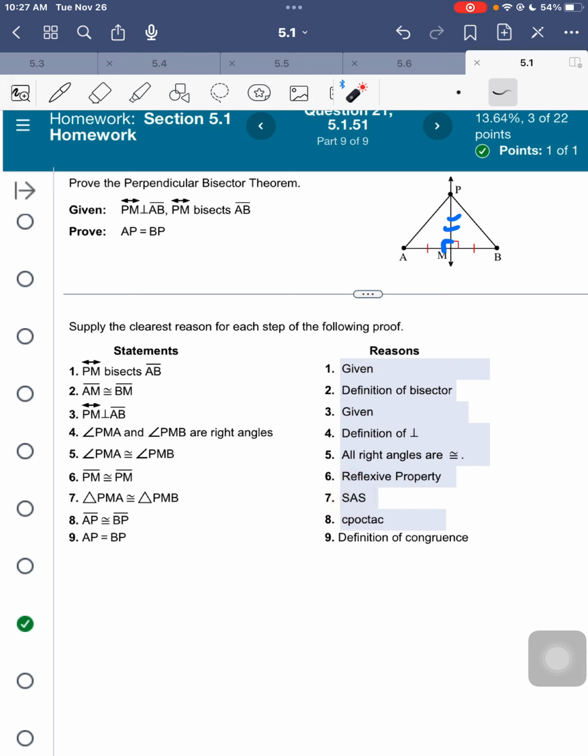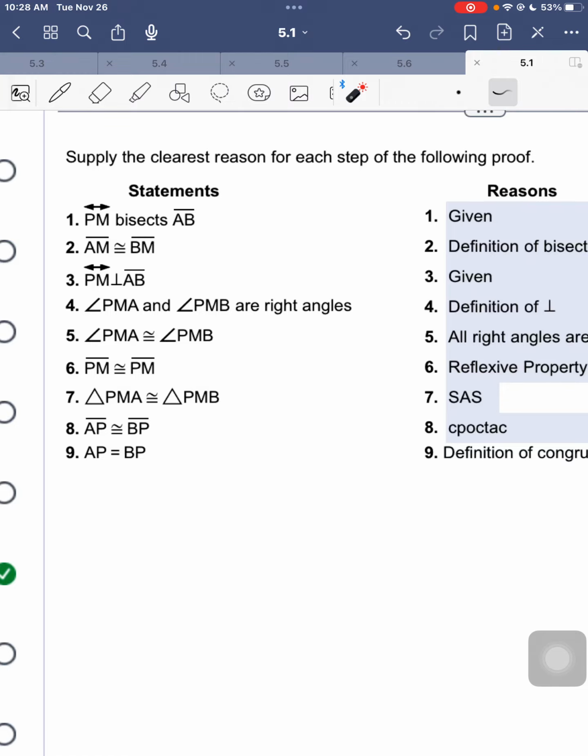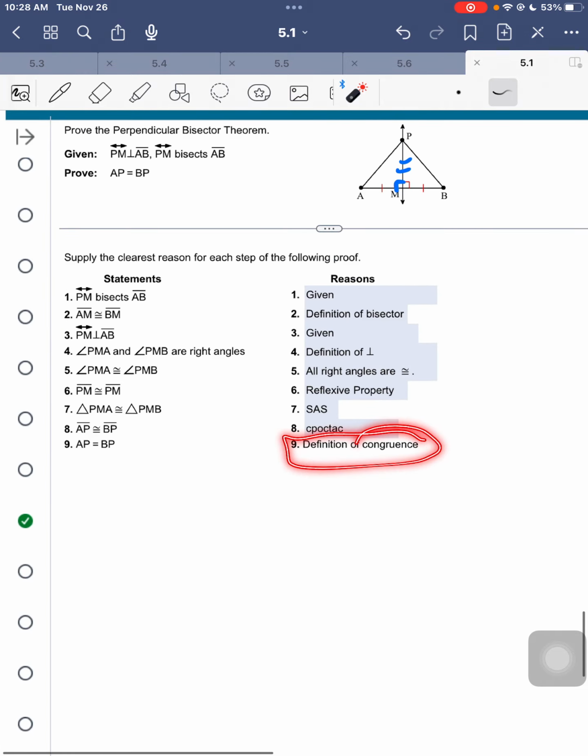Once I've proven that two triangles are congruent, what can I then say about any other aspect? I can find out this and this, these and these, because of what rule? CPCTC: corresponding parts of congruent triangles are congruent. You guys have to know that. Or you can do CPCTC, I don't care which one you want to do. And then now we know that AP equals BP because of the definition of congruency.